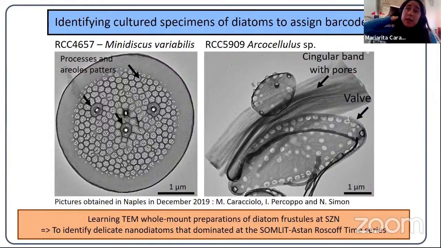So all those techniques regarding the acid concentration and the speed of centrifugation allowed us to bring this technique back to Roscoff with us, because some of the strains that we had, which corresponded 100% with our sequences, could not be perfectly assigned. Thanks to this technique, and thanks also to the use of the TEM infrastructure at the Anton Dohrn station, we were able to assign Minidiscus variabilis, for example, which is really the most abundant species, and Arcocellulus, and many other Thalassiosira species that I'm not showing here.